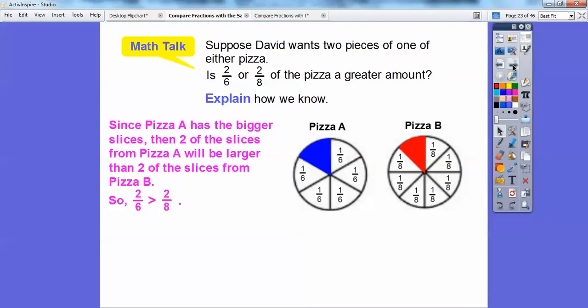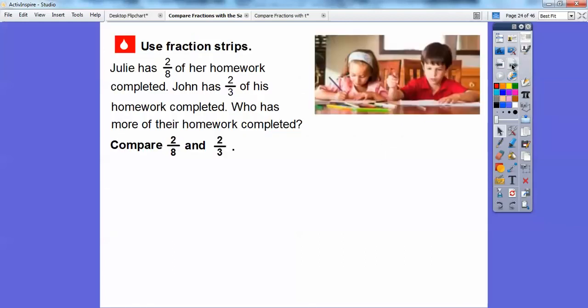Well, there's a few ways to do this. Since pizza A has the bigger slice, then 2 of the slices from pizza A will be larger than 2 of the slices from pizza B. So that means 2 of these 6ths right here are going to be larger than 2 of these 8ths right here. Here's 2 8ths, and then 2 6ths would be quite a bit bigger. You get bigger slices right there.